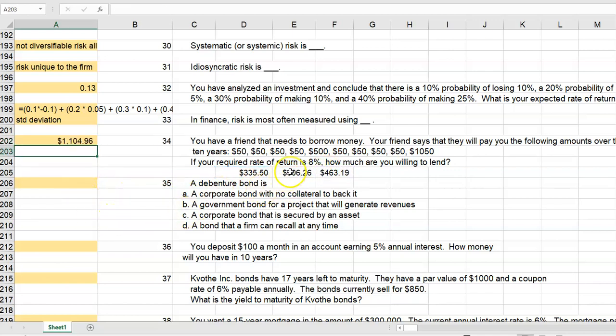All right. Well, again, the importance of eyeballing stuff. I knew that the present value of this wasn't going to be more than $450.